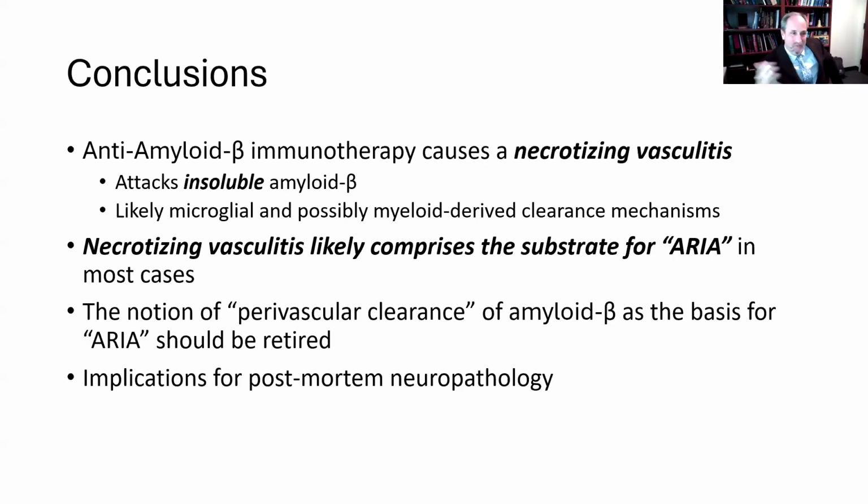And this microglial response may have something to do with what's been noted as brain shrinkage over time by MRI scan. Patients on these drugs apparently have a statistically significant decrease in brain volume compared to controls. Is that because the microglia are carving out the amyloid, or are they carving out the amyloid plus other things? Unclear. So, yes, necrotizing vasculitis likely comprises substrate for ARIA in most cases. And again, this is based on a very small number. This is hypothetical, but I think it's a reasonable hypothesis.